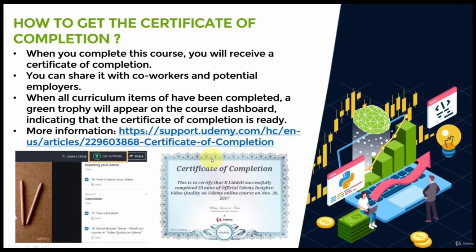Okay, the last question is how to get the certificate of completion. When you complete this course, you will receive a certificate of completion that you can share with coworkers and potential employers. When you finish all the curriculum items, all the video lectures and all the curriculum elements, you will see a green trophy like here appear on the course dashboard, indicating that the certificate of completion is ready for you.